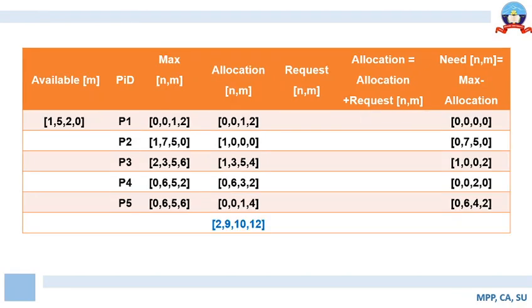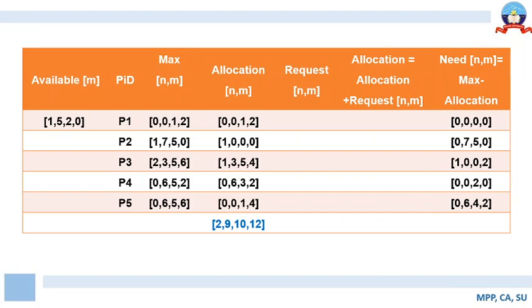Okay, so need is equal to max minus allocation. We have already learned about it. So need is equal to max minus allocation. If you subtract allocation from max, what we'll get is need. For example, 0012 minus 0012 will be all zeros, right? So the need of process P1 now is all zeros.